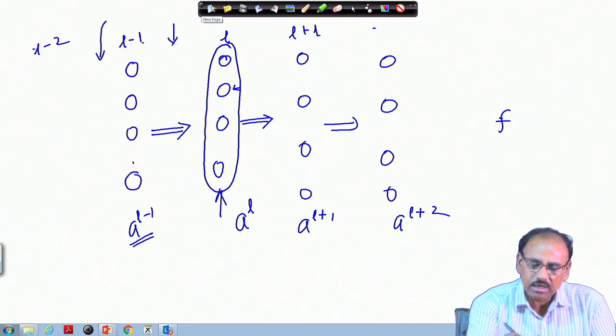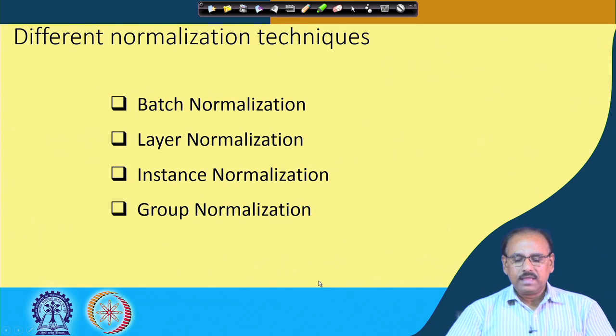So let us see how we can do it. There are different ways in which this normalization can be done. One technique is what is known as batch normalization. You can also have layer normalization, another technique known as instance normalization, or group normalization techniques. These are the different variants of the normalization techniques, and we'll see a bit later that the main difference is the way you compute the mean and standard deviation.